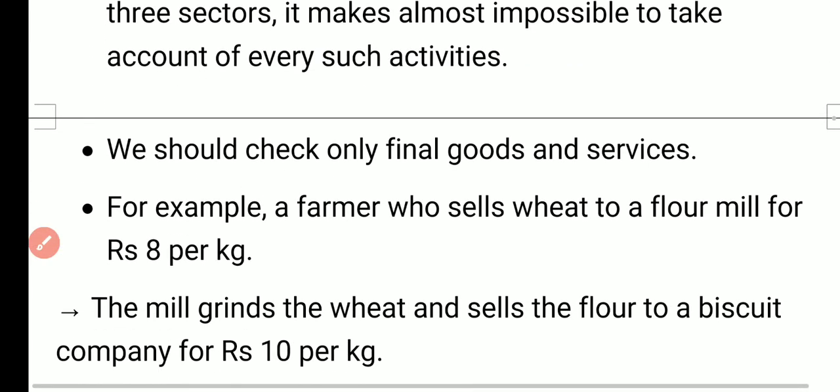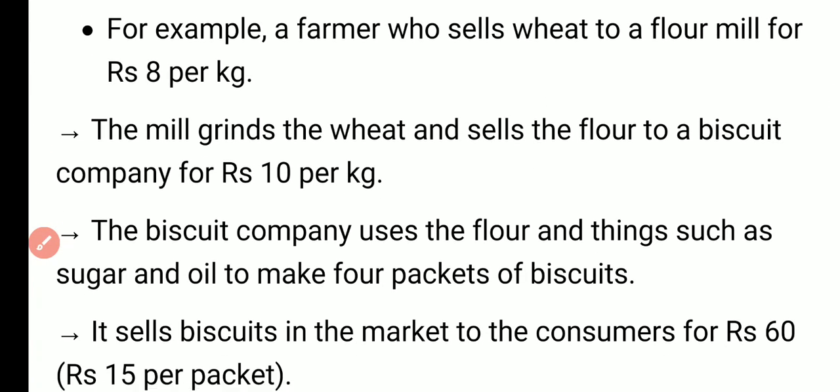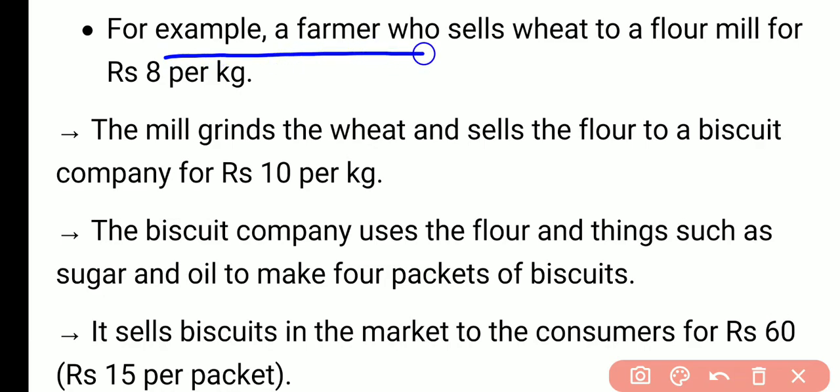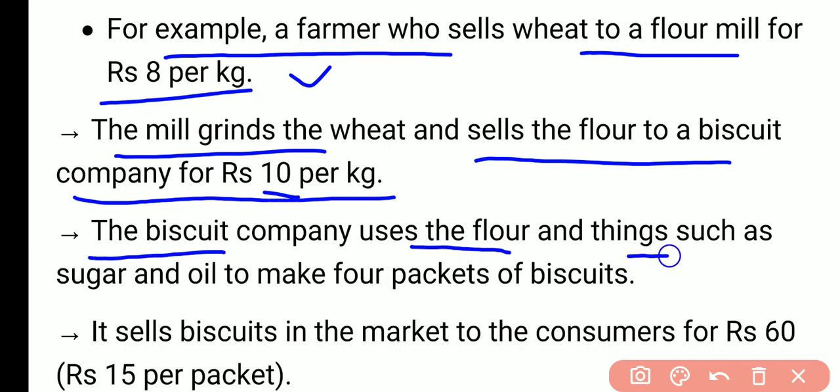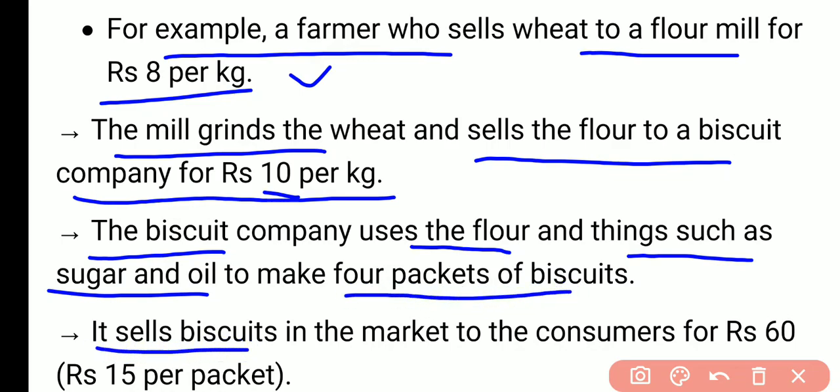कैसे? लेट्स फाइंड आउट. For example, a farmer who sells wheat to a flour mill for ₹8 per kg. The mill grinds the wheat and sells the flour to a biscuit company for ₹10 per kg. That ₹10 per kg includes the value of wheat. Then the biscuit company uses the flour and things such as sugar and oil to make 4 packets of biscuits, and it sells the biscuits in the market to the consumer for ₹60. It means ₹15 per packet.